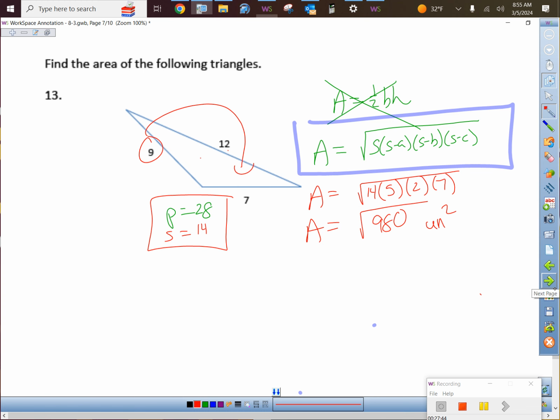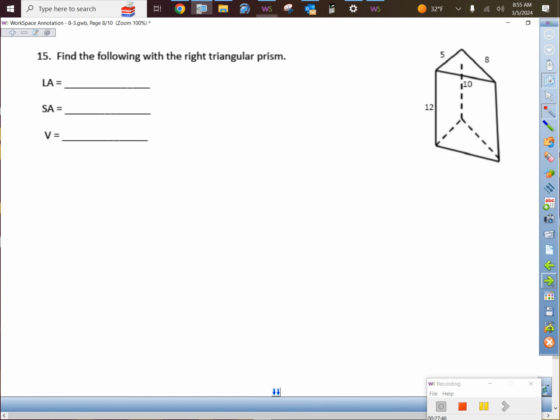So let's get advanced. Welcome to some people's worst nightmare. Find the lateral area, surface area, and volume of this shape. It even tells you it's a right triangular prism. Is this a right triangle? It's a right triangular prism. Is that base a right triangle?